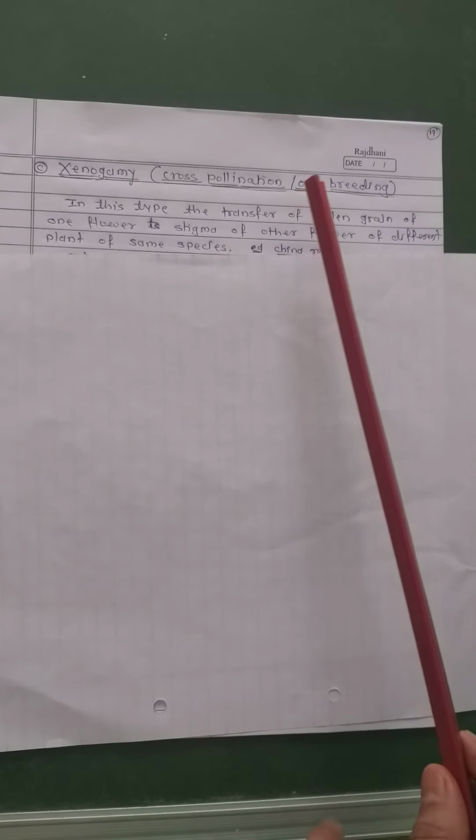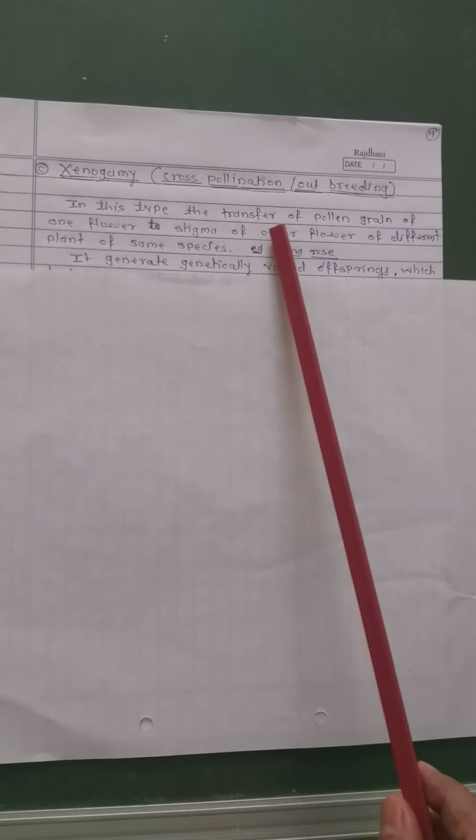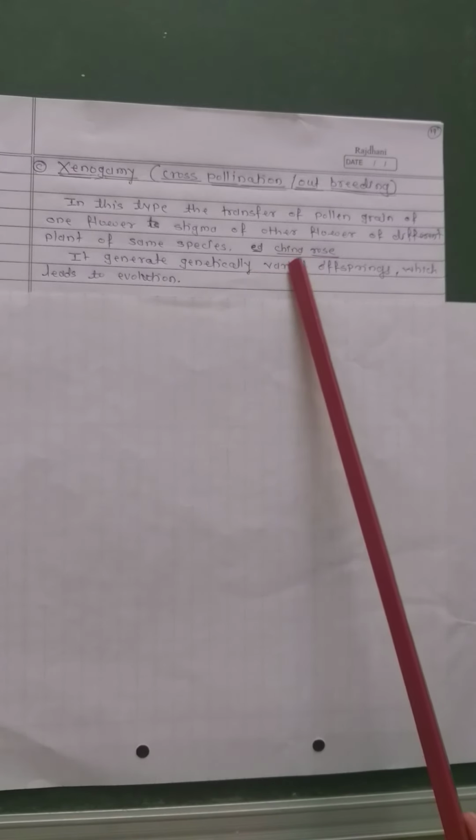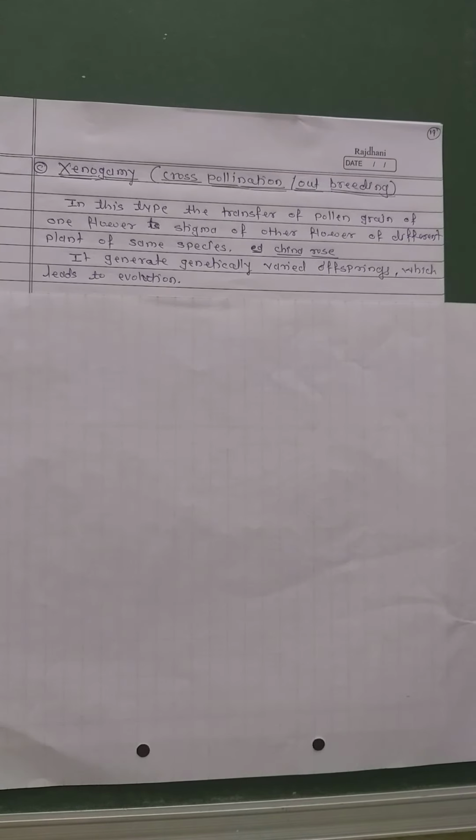The next type is xenogamy, that is cross-pollination. In this type, the transfer of pollen grain of one flower to the stigma of another flower of a different plant of the same species, for example China rose, generates genetically varied offspring, which leads to evolution. Here pollination is completed.